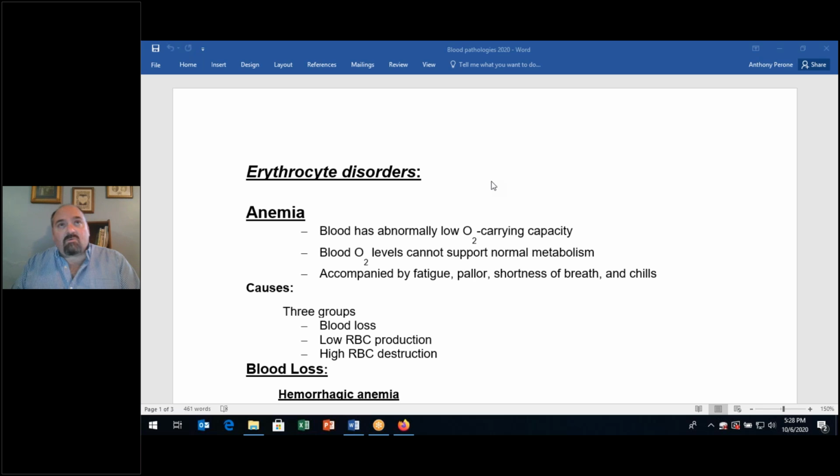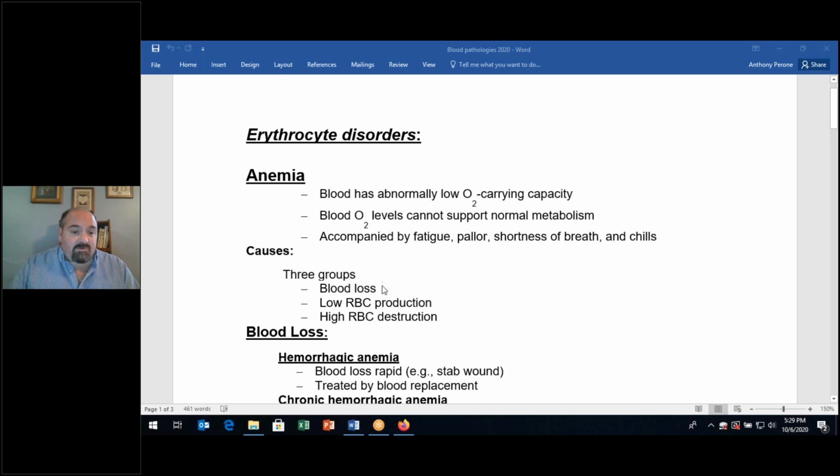When you're thinking of these disorders, think that you're going to either have too much of something or too little of something. Whether it's the numbers of the cells, higher numbers or lower numbers of the cells, or the actual ability of the cells to do the job that they're meant to do.